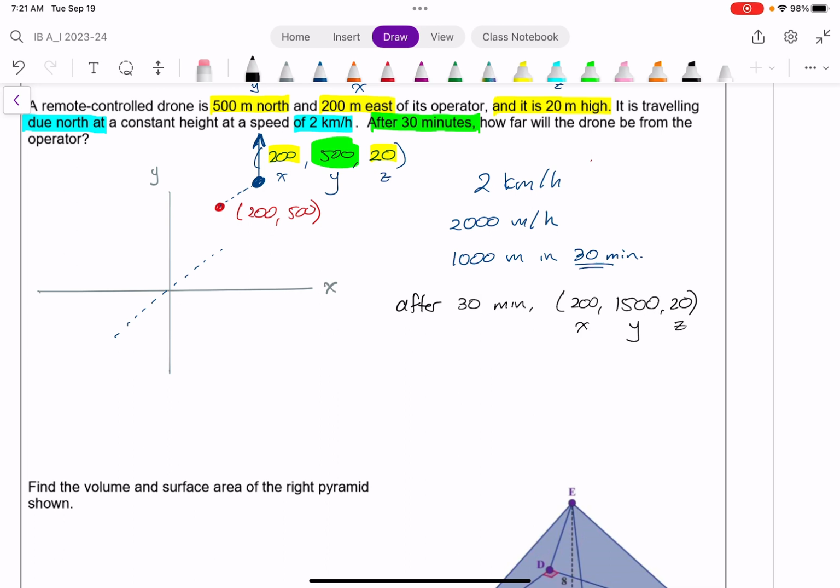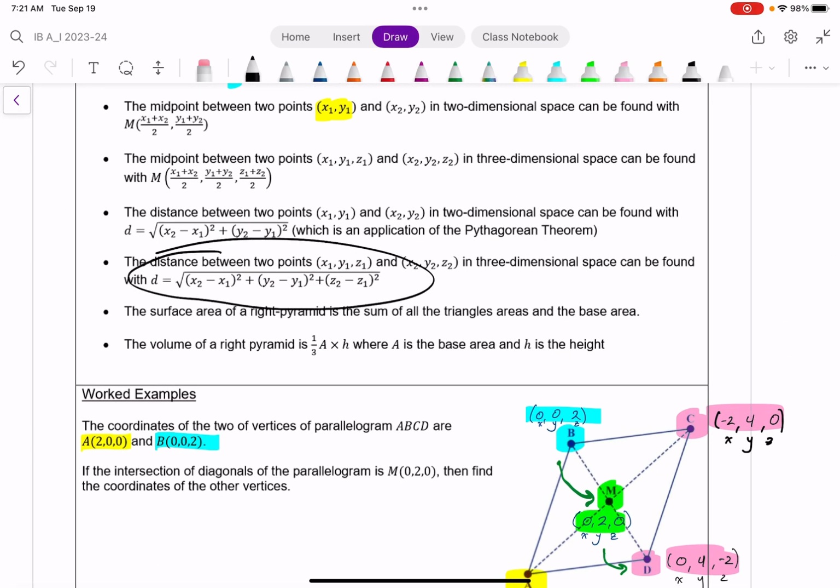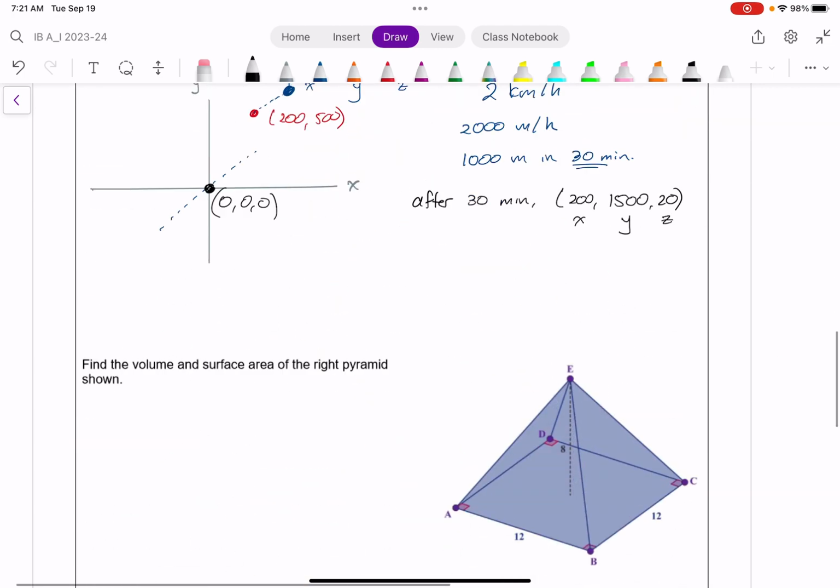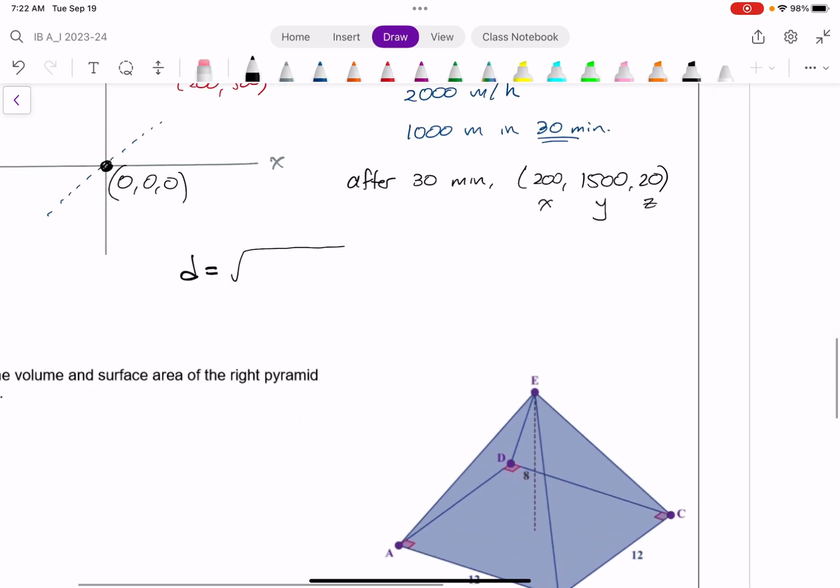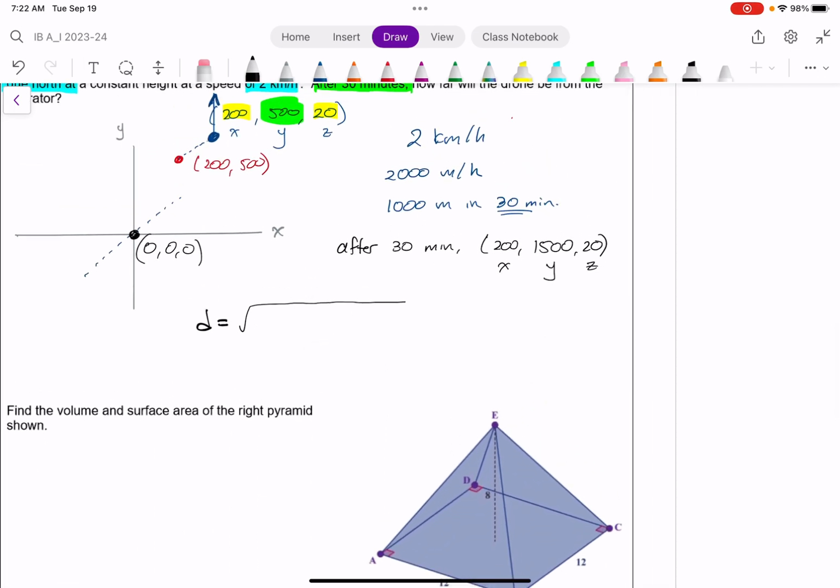So now the question is, how far are we from the operator? The idea being the operator is right at 0, 0, at the origin. And so we have a three-dimensional space, and we want to find the straight line distance, which is just the Pythagorean theorem from 0, 0, 0 to 200, 1,500, 20, but in three-dimensional space. And that's essentially what this is showing right here, the Pythagorean theorem in three-dimensional space, which is quite pleasant to work with because one of my coordinates is 0, so I can just go straight to the distance equals the square root of my x coordinates subtracted from each other. But again, one of my set of coordinates is just 0, 0, 0.